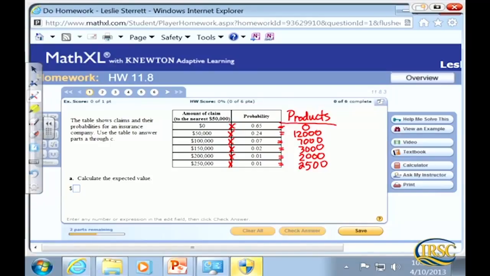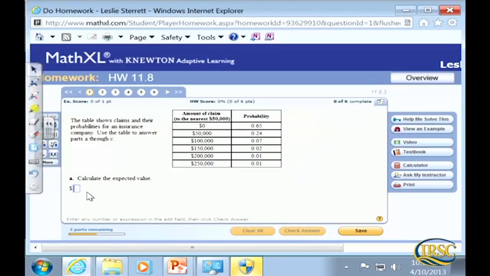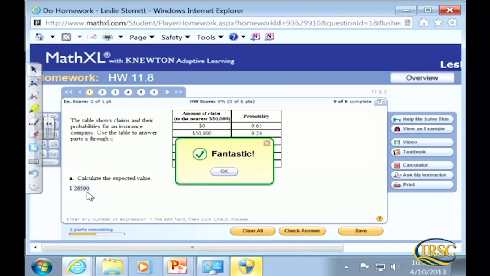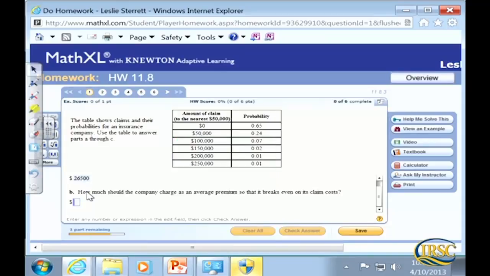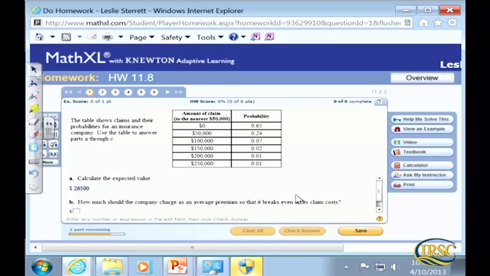So now what do I do with these numbers? Add them together. Okay, so add up all of these. 26,500. And this is your expected value. Okay, multiply and add. That's your answer. Okay, so 26,500. Fantastic. Okay, now you need to understand what that means.